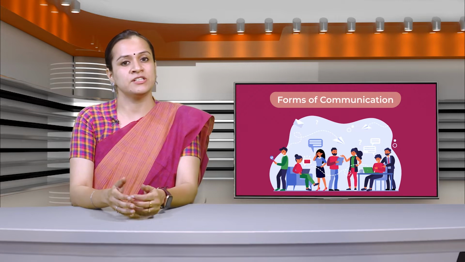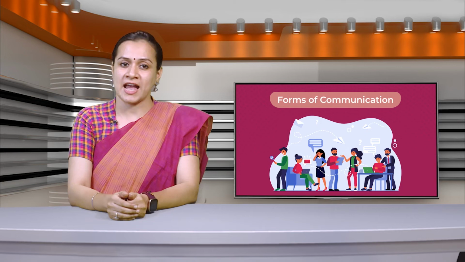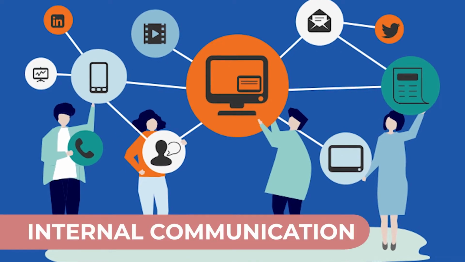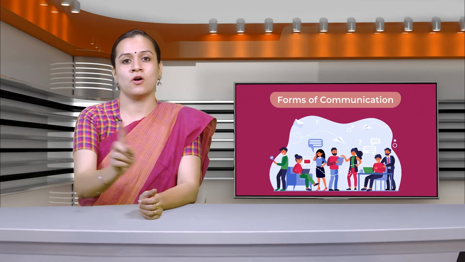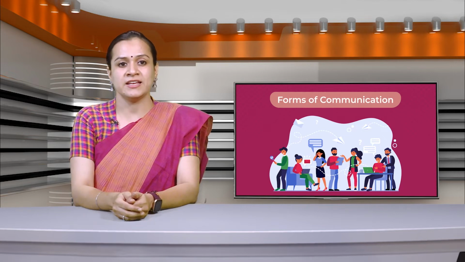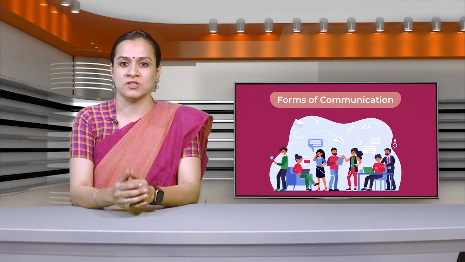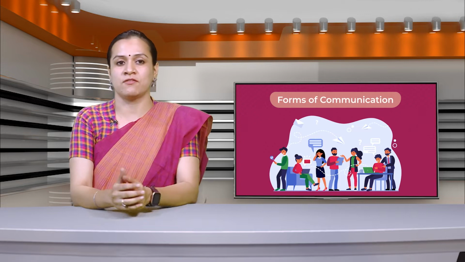Communication basically can be divided into two types. One, internal communication, and the second is external communication. Starting with the internal communication. When people within the organization communicate with one another, it is said to be an internal communication. Employees of an organization do so to work as a team and realize their common goals. Internal communication could be official or unofficial.